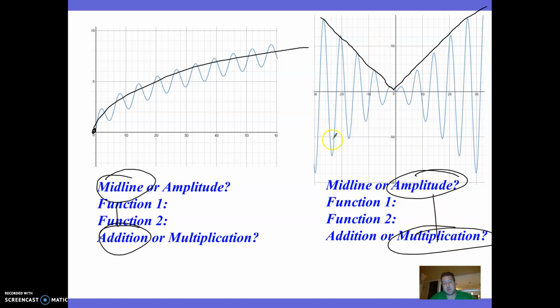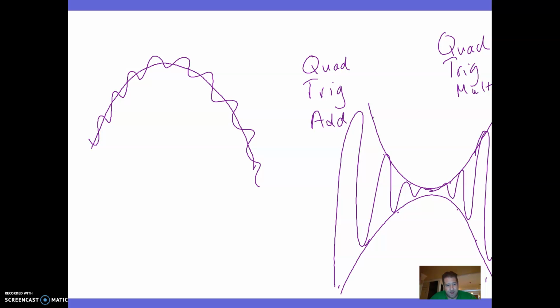It's clearly trigonometric because you can see the curve pattern, but you can clearly see that the amplitudes make a V pattern, which is absolute value.